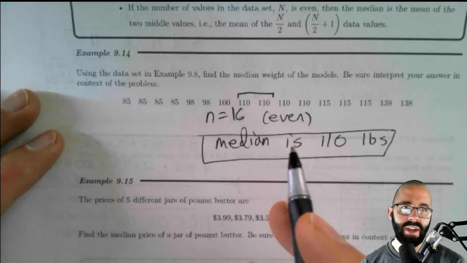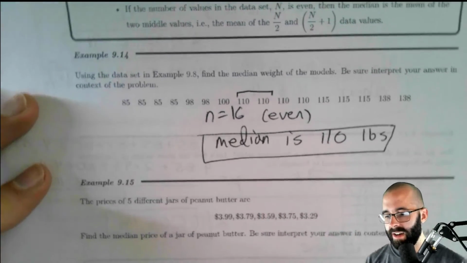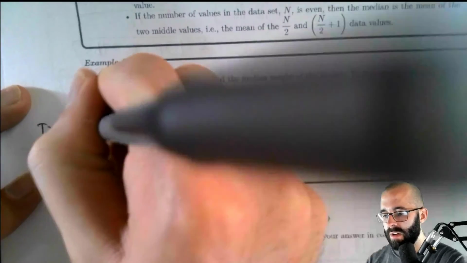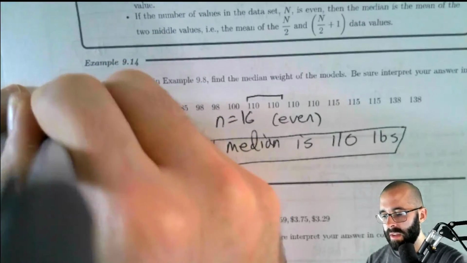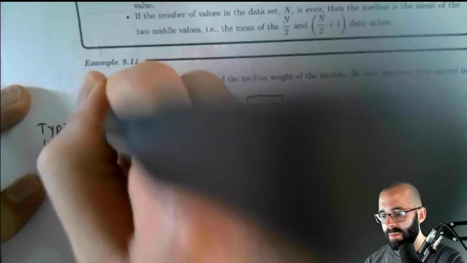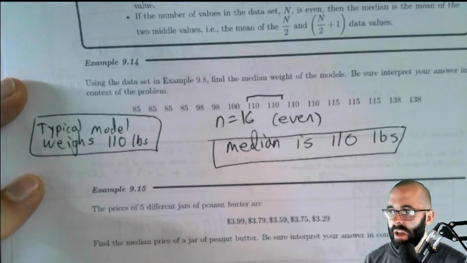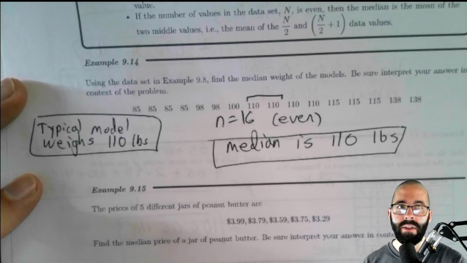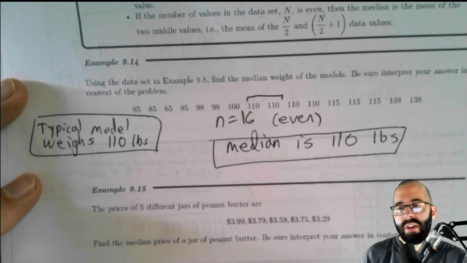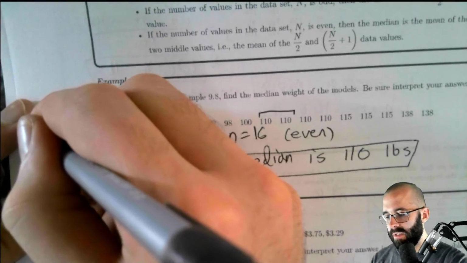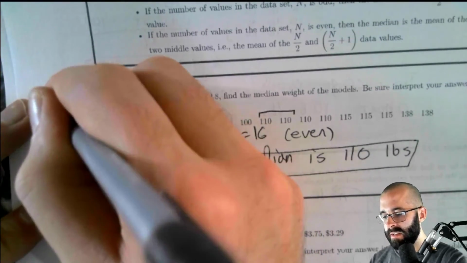A lot of times we'll actually say typical. So typical weight, or typical model, weighs 110 pounds at this agency. You could also say half of the models are below 110 pounds and half of them are above 110 pounds. That's another thing that you could say. But typical is a very common word for medians.